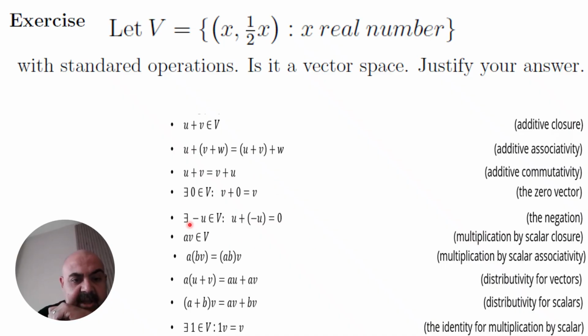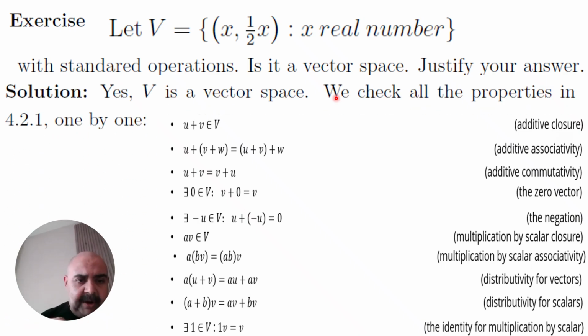Okay, the existence of a zero. If x is equal to 0, then you will have (0,0), which represents the origin. The existence of the additive inverse is negative x and negative half of x. Also, if you multiply by a scalar, you will have the same results, all of them. Let's check them one by one. Yes, V is a vector space. We check all the properties one by one.